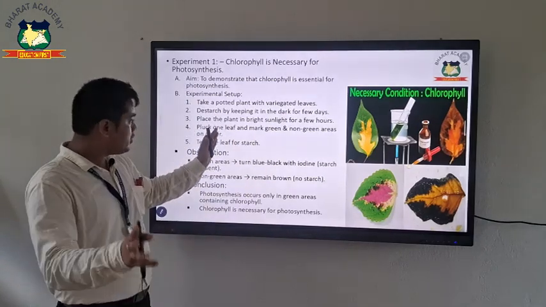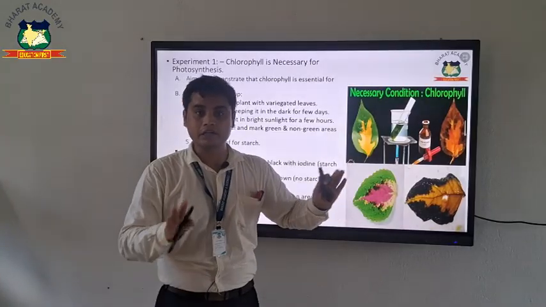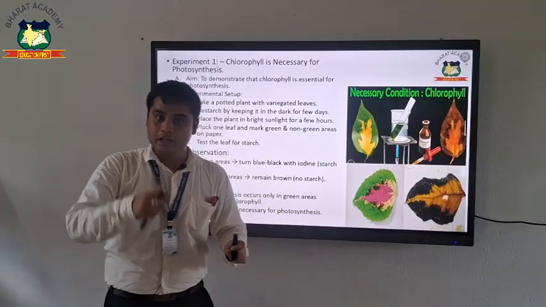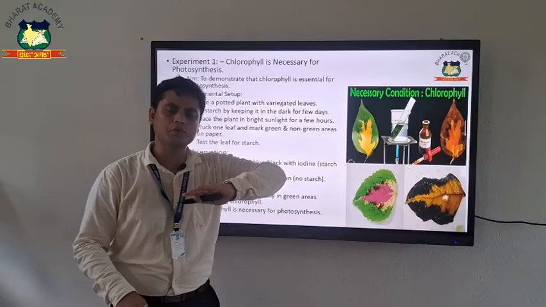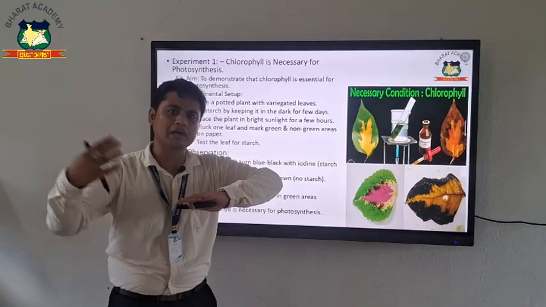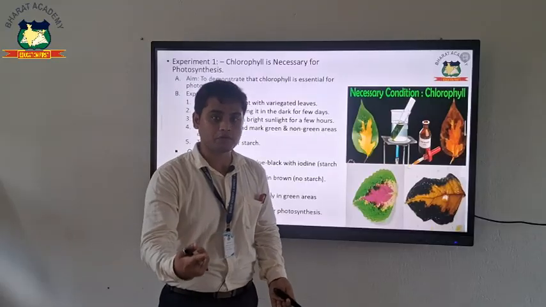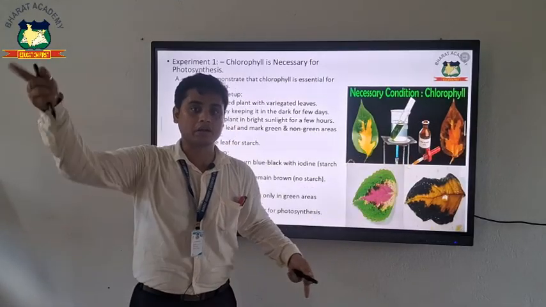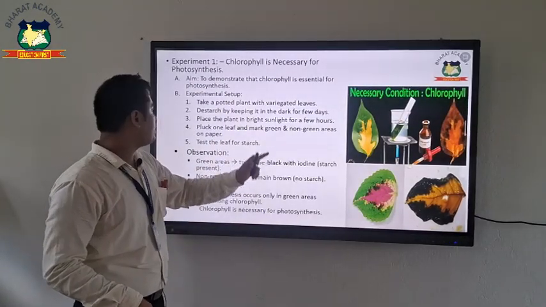Then in the third step, place the plant in bright sunlight and keep it so that photosynthesis can be performed. Because de-starch is a technique by which we let the plant utilize the previously formed starch. But in the second step we have to perform the photosynthesis. That's why we have to keep that plant outdoors under the sunlight. Pluck one leaf and mark green and non-green areas on the paper.